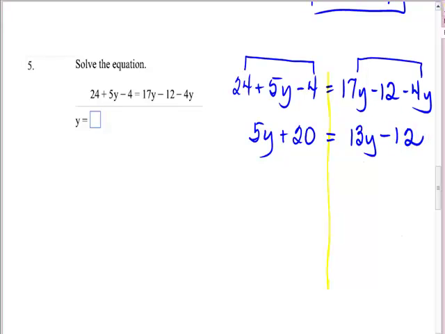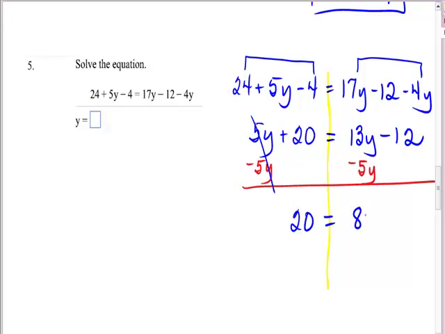Okay, so I've simplified on the left, combining constants. I've simplified on the right, combining variables. Do I have y's on both sides? Yes. I choose to get rid of the smaller one, so I'm going to subtract 5y. That gives me 20 is equal to, I'm going to have 8y minus 12. I'm going to give all my attention over here to the right-hand side because that's where the y is. I'm going to add 12 to both sides.